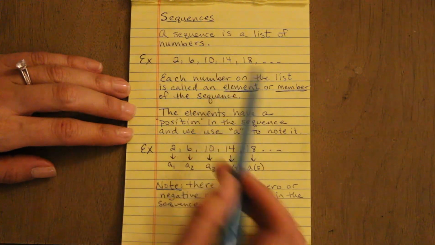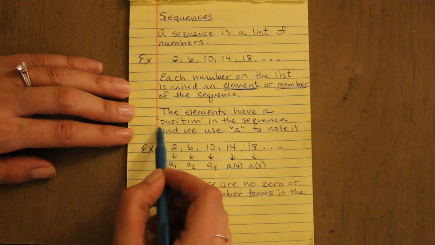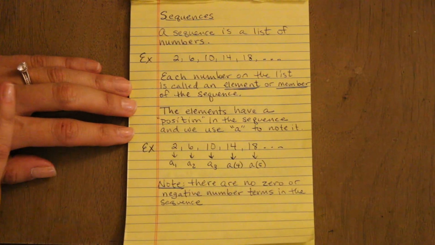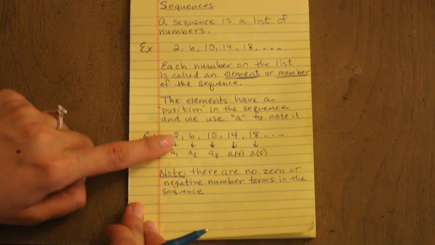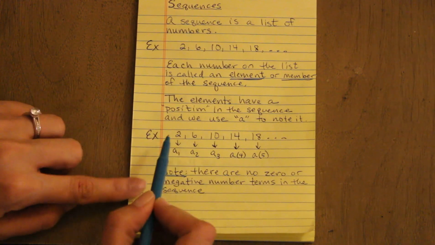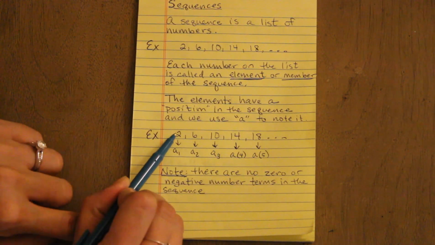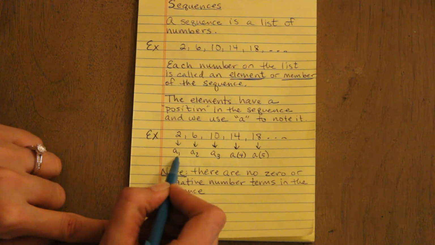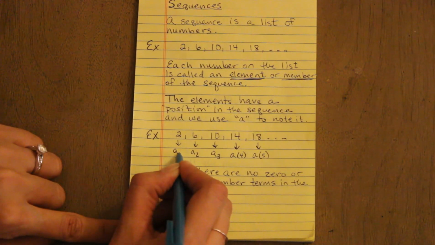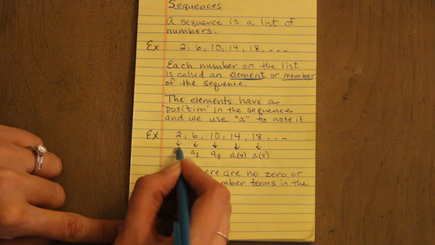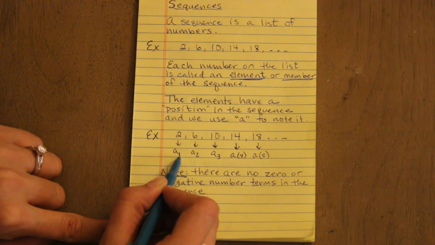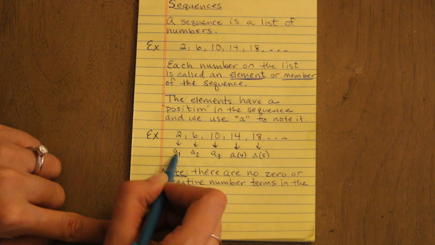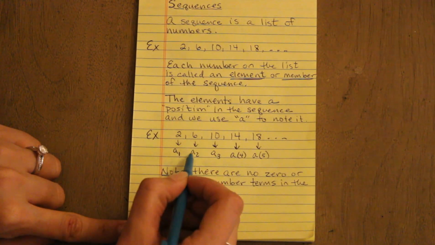Each element has a position in the sequence, and we use A to note it. So let's take a look at that sequence again. I wrote it right here: 2, 6, 10, 14, and so on. And the first position is A1. Notice that I put the subscript instead of on top, right? That would be the power or exponent. We put it on the bottom because this means position. So A1, the first position.